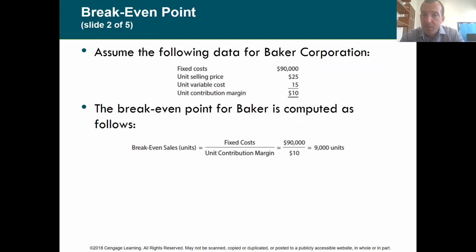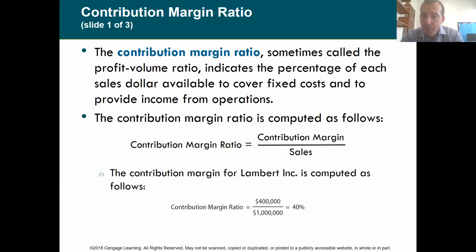So with the $90,000 fixed cost and the $10 unit contribution margin, we can then calculate the break-even sales in units sold. How many units do I have to sell to cover that $90,000 fixed cost, where my profit would be zero, but I paid for all these fixed costs? The formula would be $90,000 divided by $10, which would be 9,000 units. So that's how we calculate break even on a unit basis.